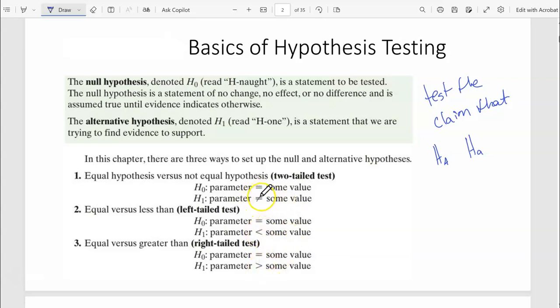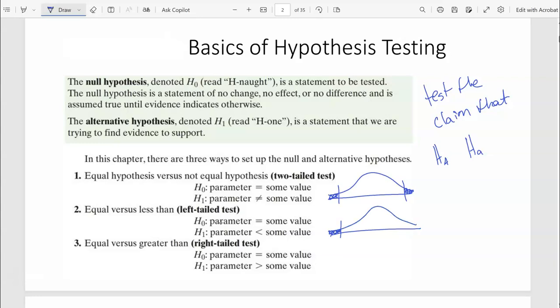And that type of symbol there will tell you what kind of test you have. If you have a two-tailed test, you're going to see the not equal to. If you have a less than, then that means you're going to have a left-tailed test. And if you have a greater than in that alternative, then you're going to have a right-tailed test. Our alpha value will be split between the two tails if we have a two-tailed test, so a not equal to sign. If we have a left-tailed test, then all of it is going to be in the left tail.